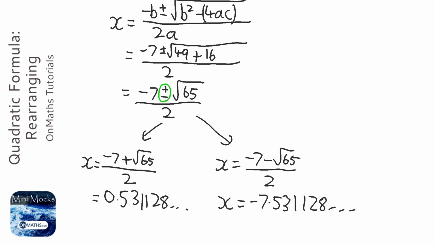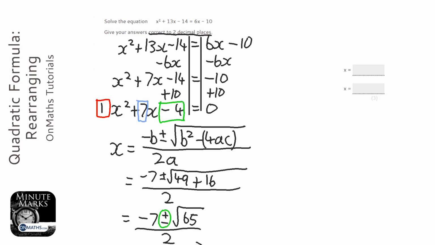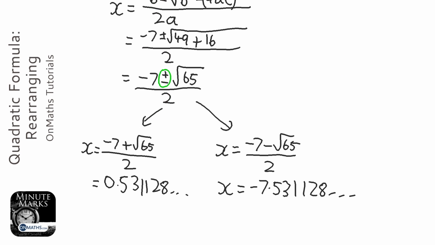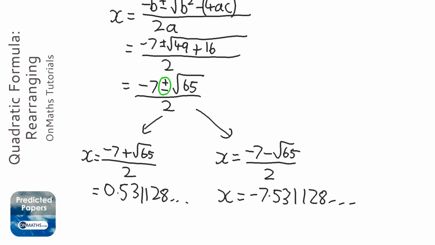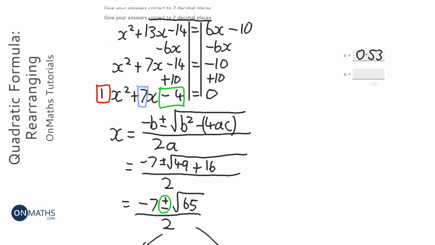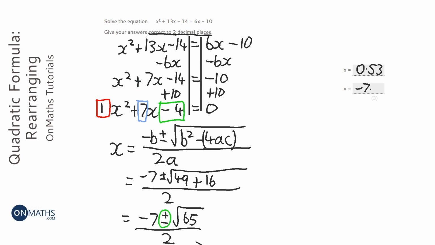That's minus 7.5531128 and so on. Okay, it says to round it to 2 decimal places, does it? Yeah. So we want 0.53. What else? Minus 7.53. So minus 7.53. There's our answers.